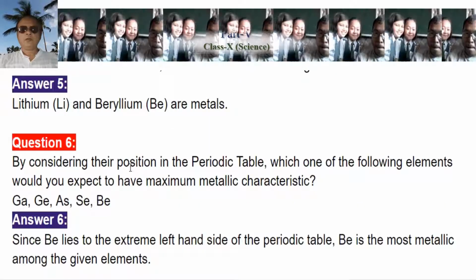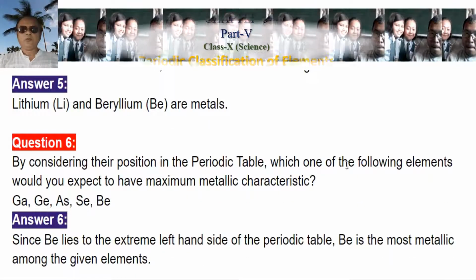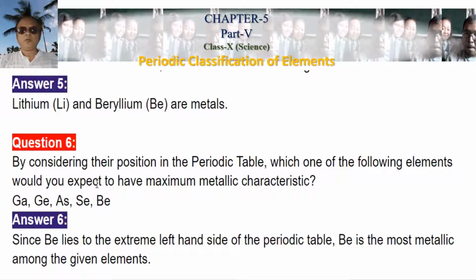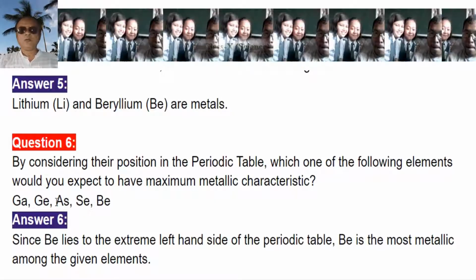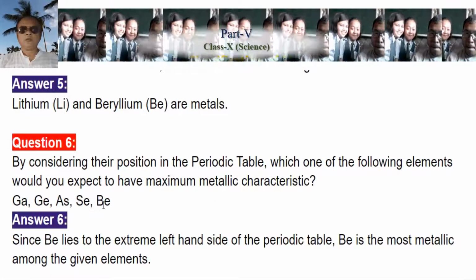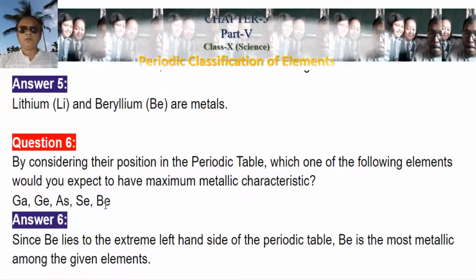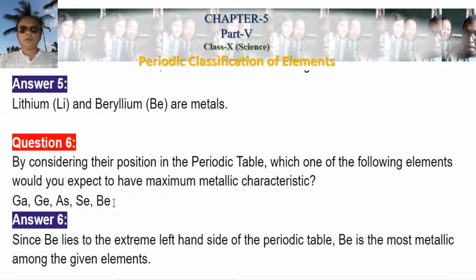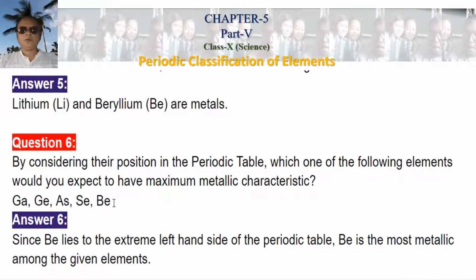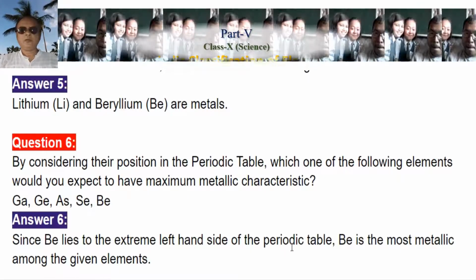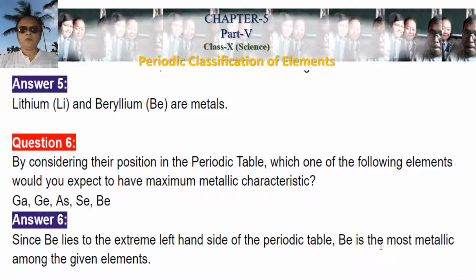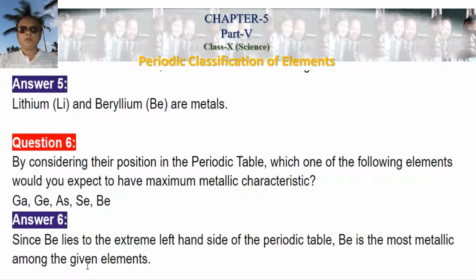By considering their position in the periodic table, which one of the following elements would you expect to have maximum metallic characteristics? Gallium, germanium, arsenic, selenium, barium, beryllium. Since Be lies in the extreme left-hand side of the periodic table, beryllium is most metallic among the given elements.